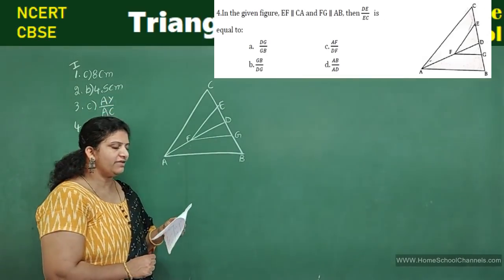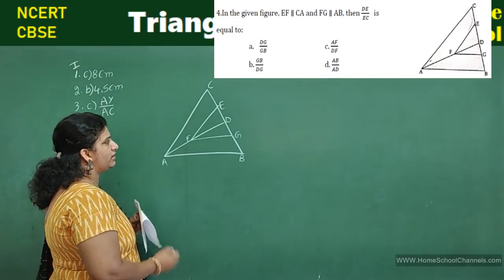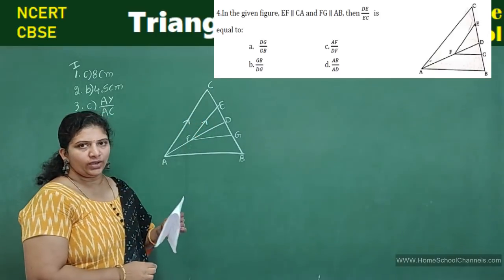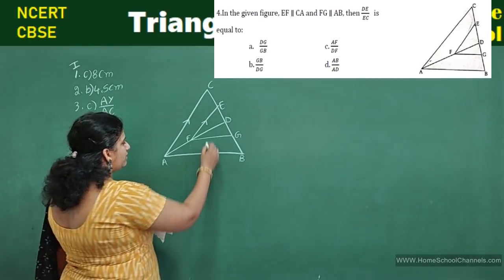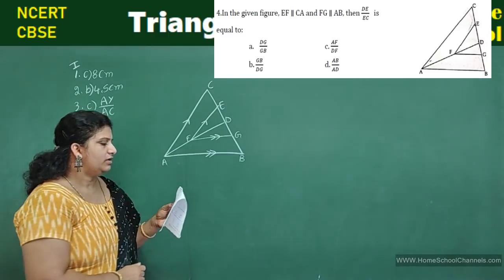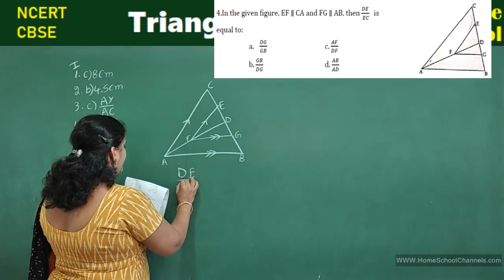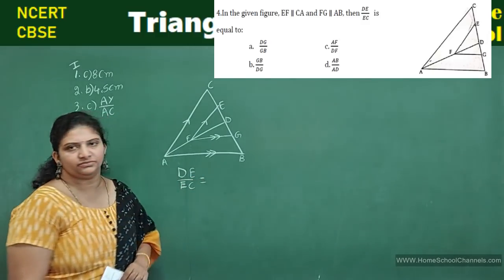Fourth one, in the given figure, EF parallel to CA. Observe the figure here. EF parallel to CA. And next, FG parallel to AB. Then DE by EC is equal to dash.